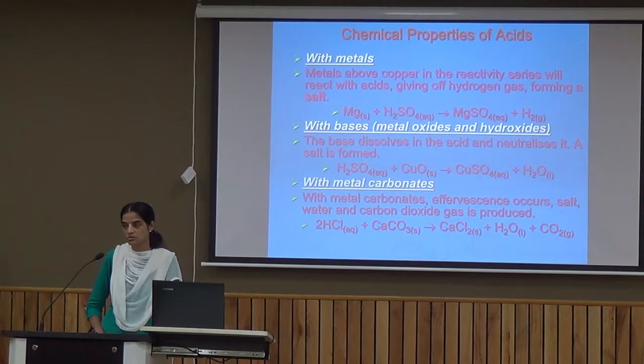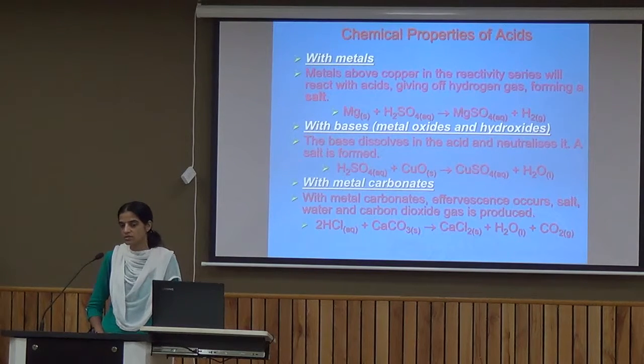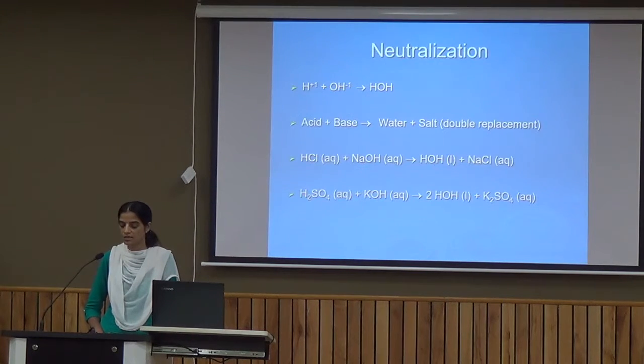And this milkiness is due to formation of a white substance, which is called calcium carbonate. So these are some of the chemical properties of acids. First was with metals, second was with bases, and third was with metal carbonates. They all are referred to as chemical properties because in all these cases chemical change is taking place. That is, when we say chemical change is taking place, a new substance is formed after the reactants react with each other. So these are the chemical properties.